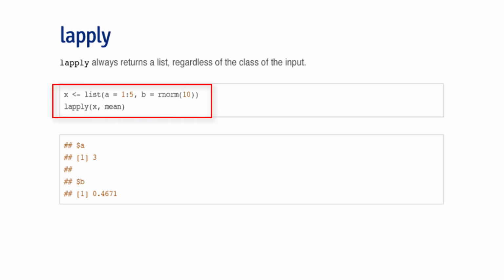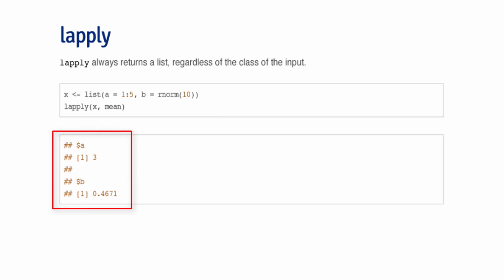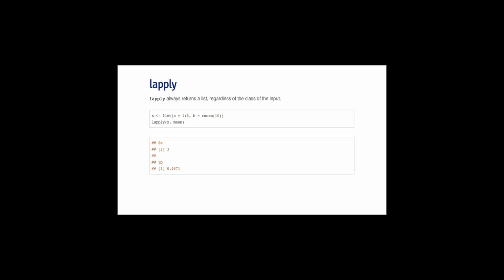So here's a simple example. I am creating a list of 2 elements. The first one's called A, and it's a sequence from 1 to 5. The second one is called B, and it's 10 random variables. Then what I want to do is loop over this list of 2 elements and apply the mean function to each of those elements. You can see that when I call lapply on x and apply the mean function, I get another list back. Notice the list has the same names as the original list, A and B. But now I've got the mean of the first element and the mean of the second element. That's how lapply works.